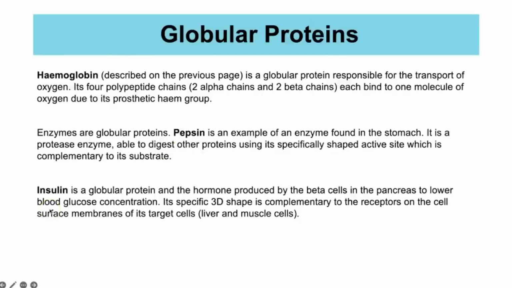Lastly then insulin, which is also a globular protein and the hormone produced by the beta cells in the pancreas to lower blood glucose concentration. Its specific 3D shape is complementary to the receptors on the cell surface membrane of the target cells, which for insulin are liver and muscle cells.